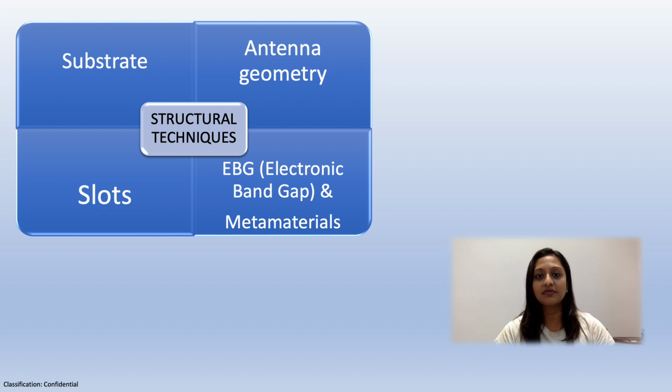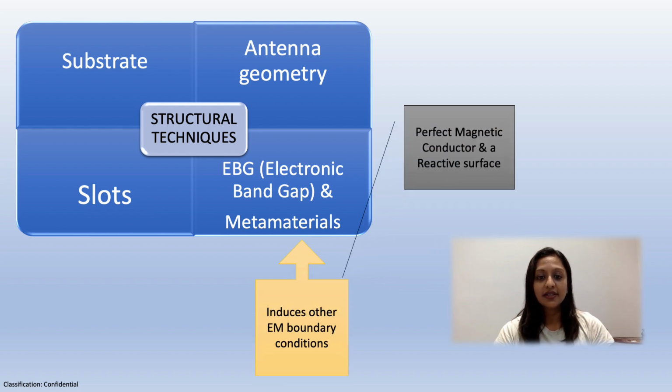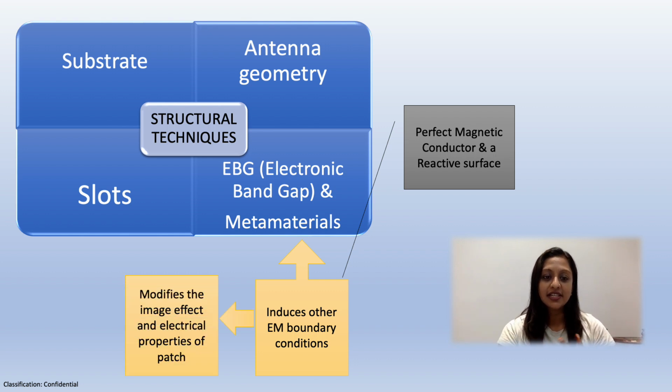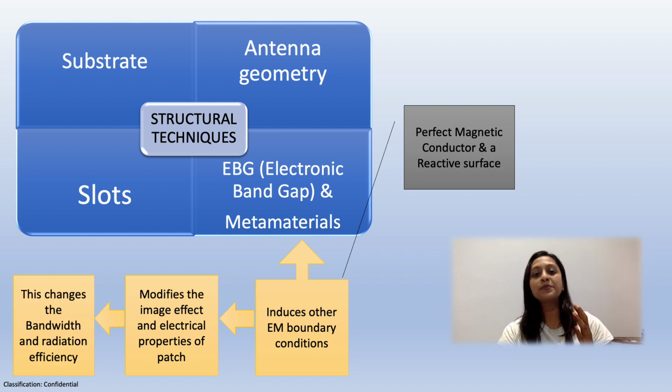And then we are all talking about the latest, which has been running over the decade, with respect to electronic band gap and metamaterials. So these metamaterials, man-made structures, induce other electromagnetic boundary conditions. It could be with respect to perfect magnetic conductor or a reactive surface itself. So when this other kind of electromagnetic boundary condition arises, this modifies the image effect and electrical property of the patch antenna itself, which helps me in changing the bandwidth and radiation efficiency.